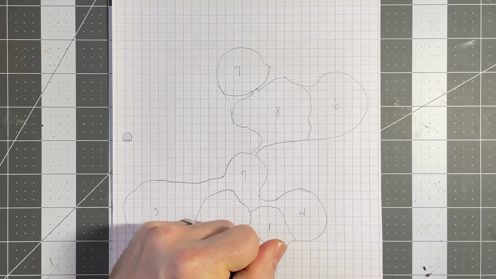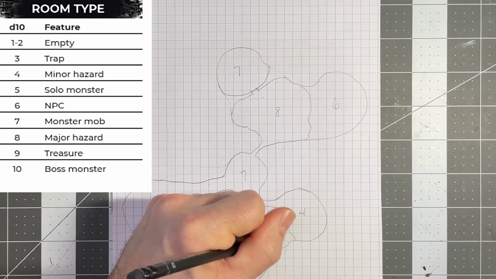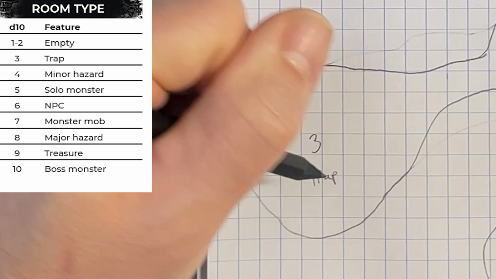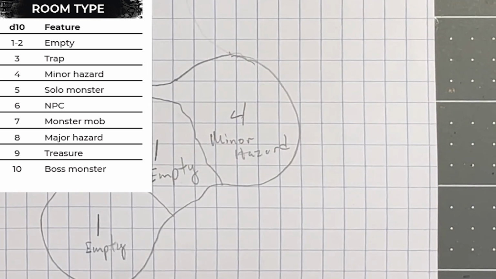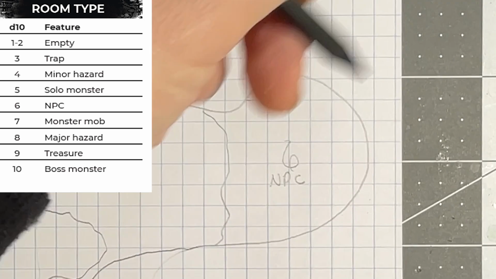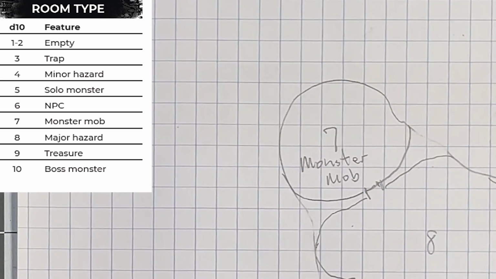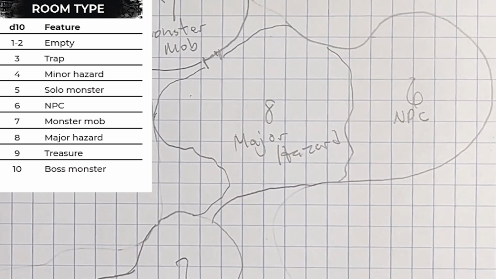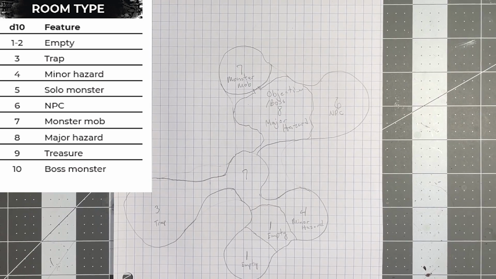These two ones that I have here are both empty, as you can see. The 3 is a trap. 4 is a minor hazard. The 6 is an NPC. And I've actually got 2 7s here that are monster mobs. 8 is a major hazard. And that's going to wind up being where my boss monster or overall objective for the dungeon is.